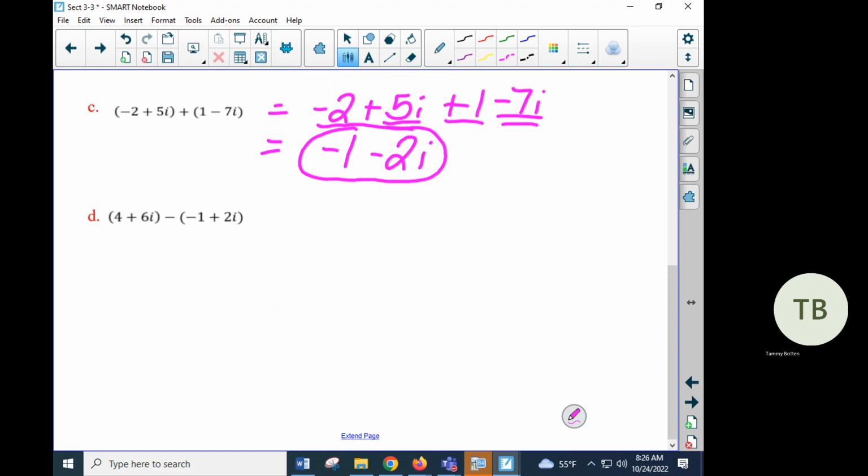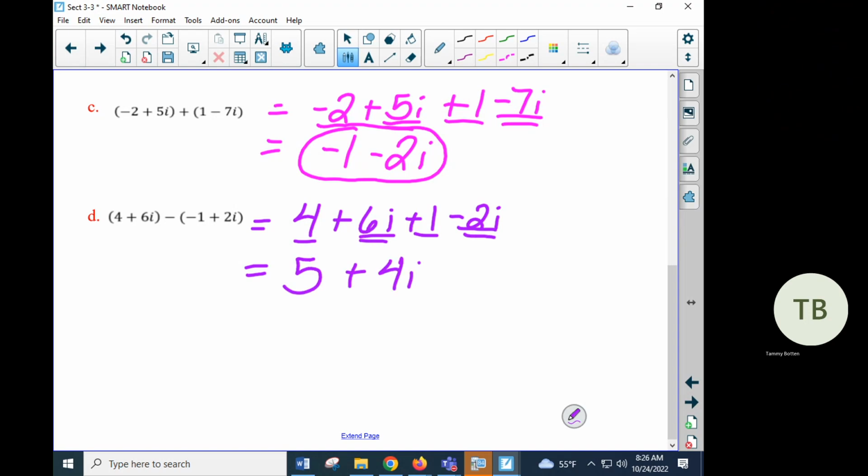And then this last one, we would just write that first one just as it is, but we would change the signs of both of these because of the subtraction. So it'd be a +1 minus 2i. And then combine your real parts, which would be 5, 6i minus 2i is 4i. So that's adding and subtracting.